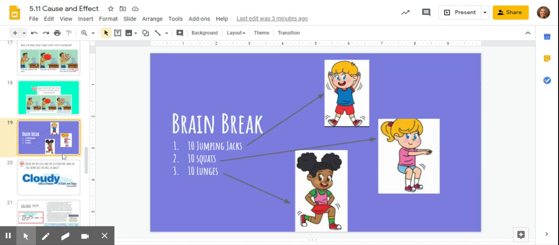Now that you've had a chance to record your cause and effect relationship, I want you to stand up and get moving. You know the drill. You should be professionals at these. These should be getting easier for you. If you want to increase the number, instead of doing 10, do 20. Go for it. You've got jumping jacks, squats, and lunges. When you're done, hit play and we will keep going.